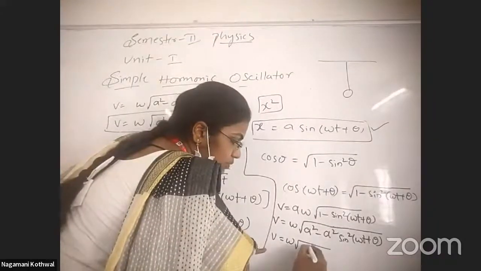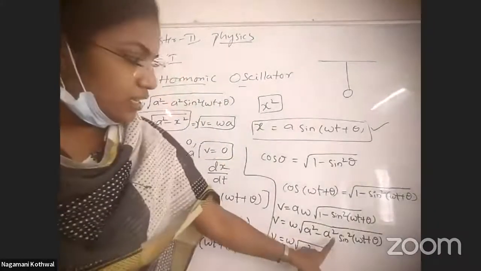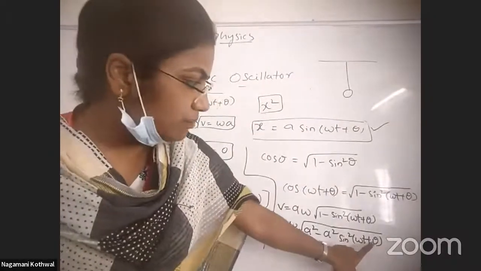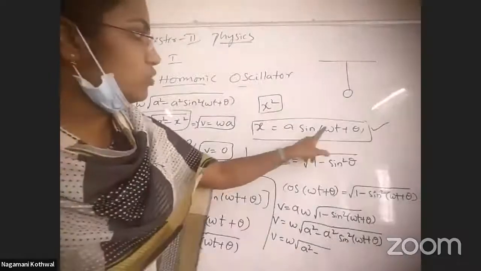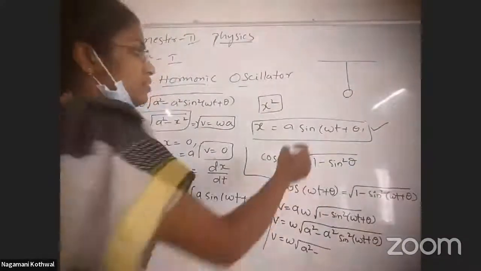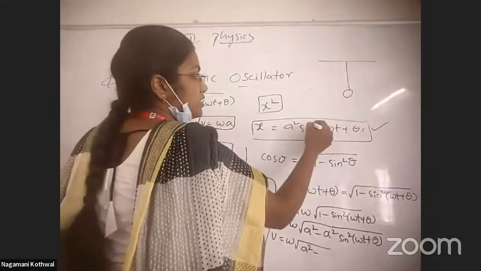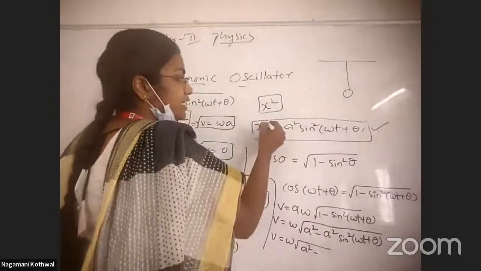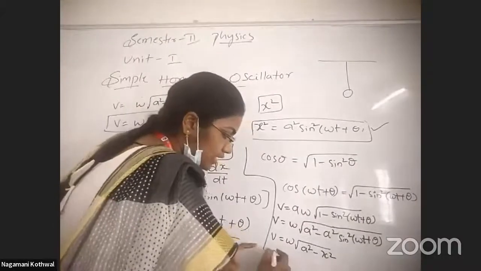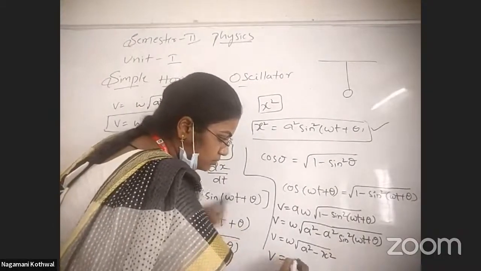v is equals to omega into under root a square minus, here see, a square sin square omega t plus theta. Can you write it as x? Because x is equals to a sin omega t plus theta. See, a square sin square omega t, can we write it as x square? So a square minus x square.